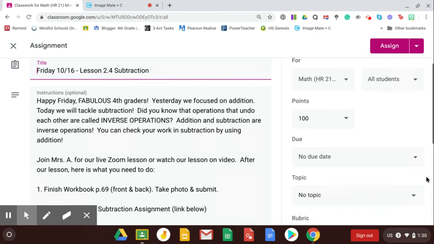Today is the 16th of October, and we are going to be working on lesson 2.4 today, which is all about subtraction. So, yesterday we were all about addition. Today we are going to tackle subtraction.